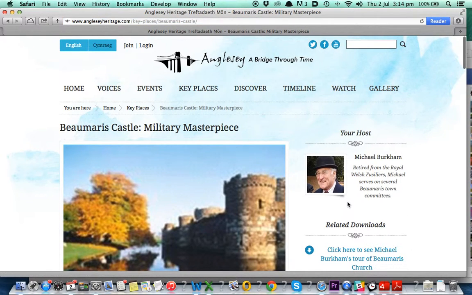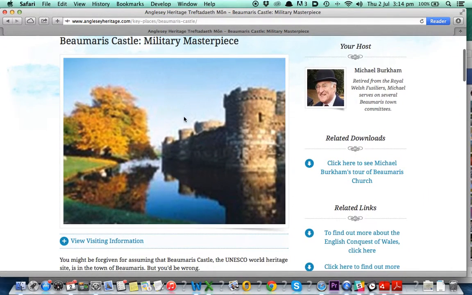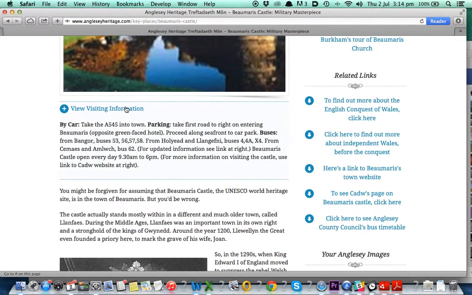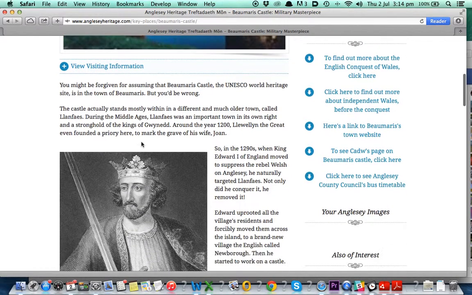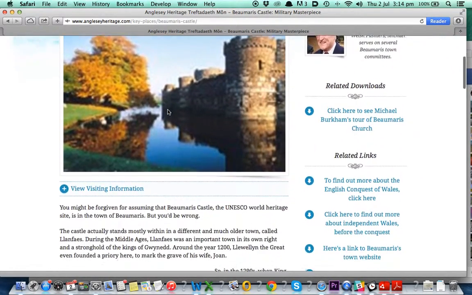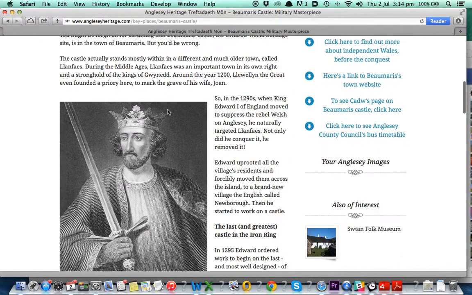For this one, the local host is an actual retired military man, a member of the Royal Welsh Fusiliers, a colonel who lives in Beaumaris and likes to bring people on tours of the town, who is very involved in local heritage issues in Beaumaris. And what he wanted to write about was how the castle itself is a military masterpiece. It was the zenith of 13th century design and engineering.